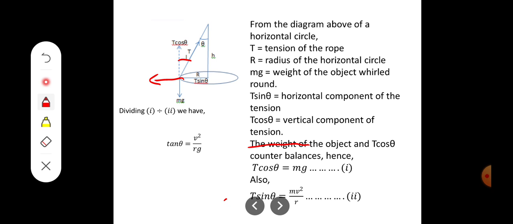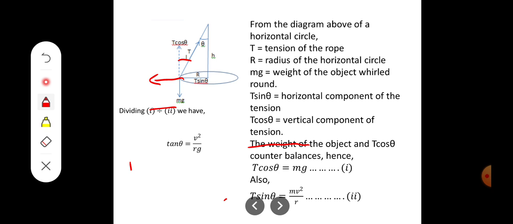Now let's continue. If we divide both equations, where left hand side divide left hand side, you will see that, let's see, dividing equation 2, that's a mistake. It should be dividing equation 2 by equation 1. Dividing equation 2 by equation 1. So let me rub this off. So this should be dividing equation 2 by equation 1.